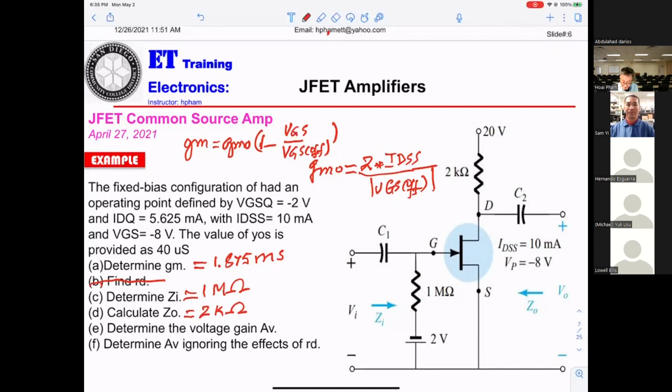What is the voltage gain? Basically, we don't want to calculate E. That means they want to include the internal resistance of the JFET, and we don't want to do it. I want number F.